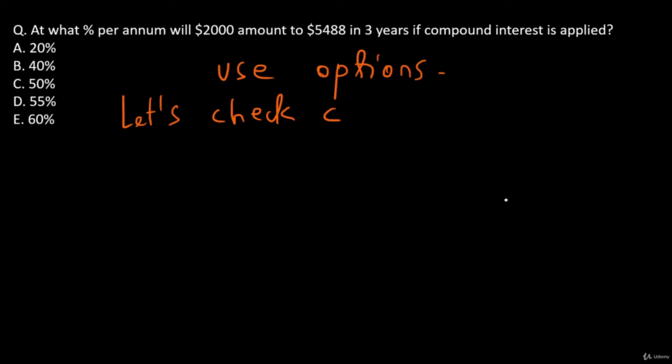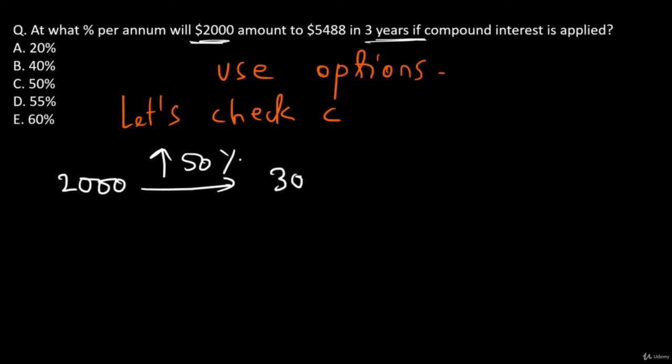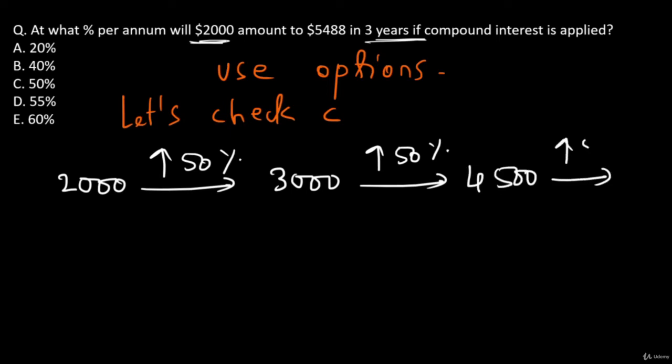It's 50%. Now if you increase 2000 by 50% for 3 times, what amount would you get? Let's try it. So when you increase 2000 by 50%, you'll get 3000, because 50% of 2000 is 1000. Now let's again do that. So 50% of 3000 is 1500. So when you increase 3000 by 50%, you get 4500, and when you again increase it by 50%, you will get 6,750.